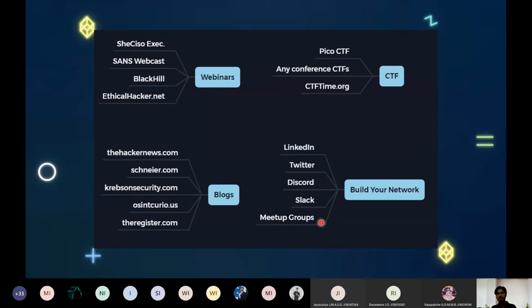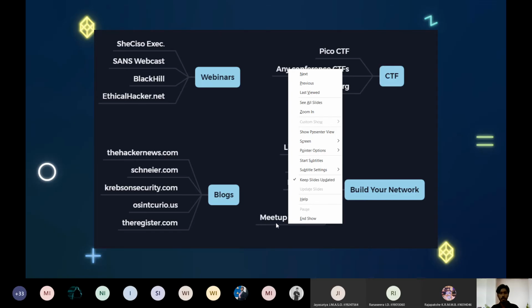And there are some meetup groups, but these are not famous right now due to the pandemic. Other than that, there are meetup groups where we meet at least once a month in one of the places in Colombo, and we talk about information security. So this is something you can look into after the pandemic is over, but still some of the groups do webinars and everything.